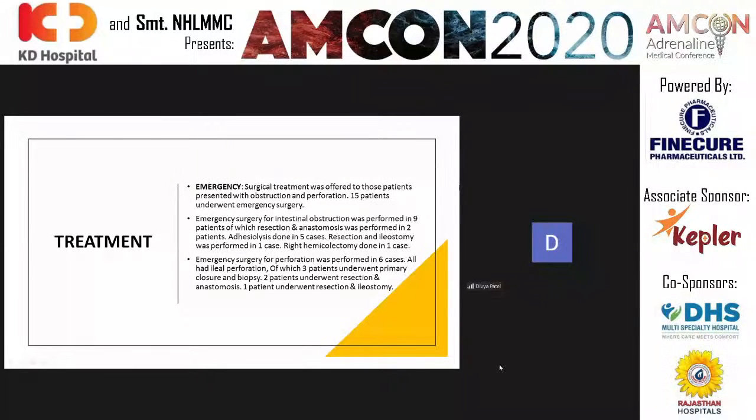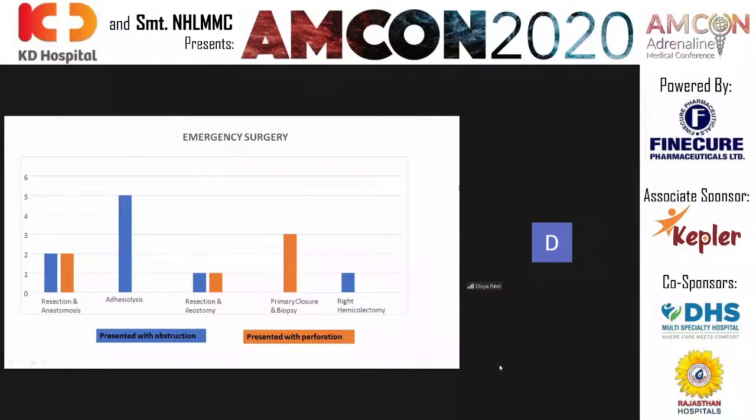Emergency surgery for perforation was performed in 6 cases. All had ileal perforation, of which 3 patients underwent primary closure and biopsy, 2 patients underwent resection and anastomosis, and 1 patient underwent resection and ileostomy. This is a graph showing patients presenting with obstruction and perforation and the procedure done amongst them.